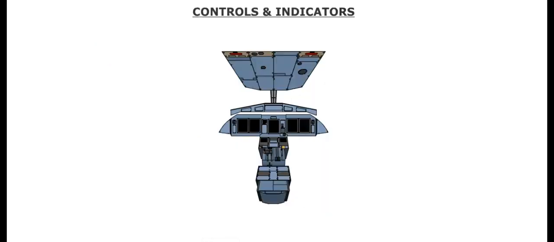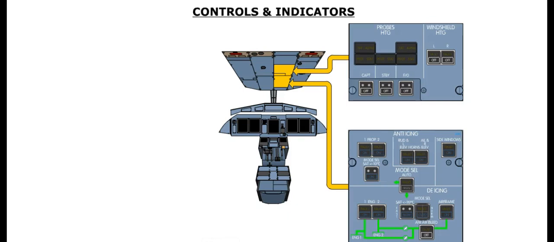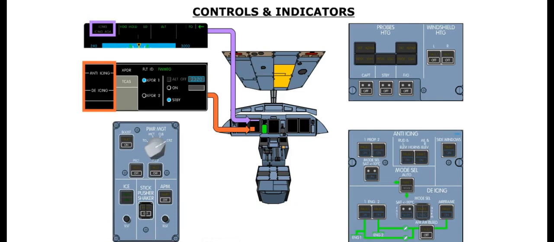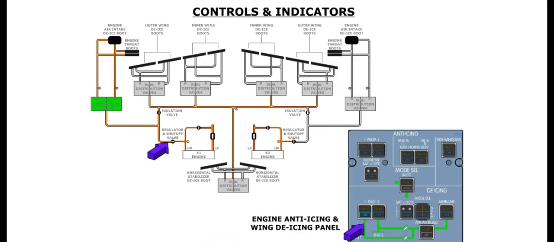The controls and indicators for the ice and rain protection system are located on the overhead panel and the flight instrument panel. The anti-icing panel and probes heating and windshield heating panels are located on the overhead. There is an icing AOA push button on the center instrument panel. In addition, icing information is displayed in the top portion of the primary flight display, or PFD, as well as the memo section of the multifunction display, or MFD. The de-icing panel has schematic lines that mimic the general layout of the pneumatic portion of the ice protection system.